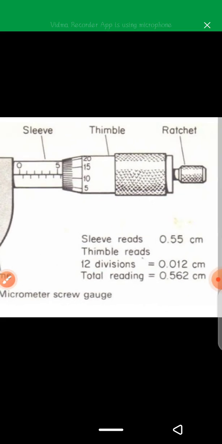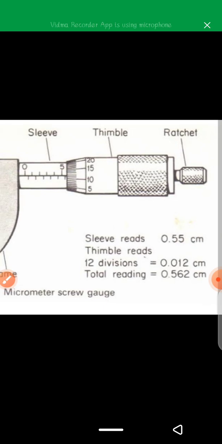So after that, you just add the two, your main scale and your thimble scale, together, and then you get your total reading, which is what? 5.5 millimeter plus 0.12 millimeter. So that will be what? 5.62 millimeter. Then convert that to centimeter to get the same reading that they got. I hope you understand it now.